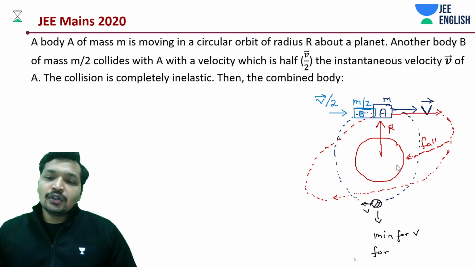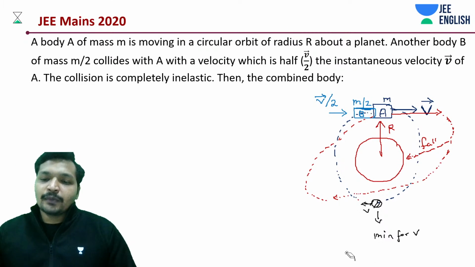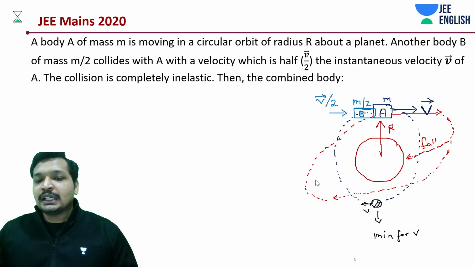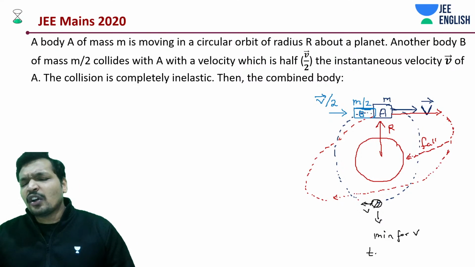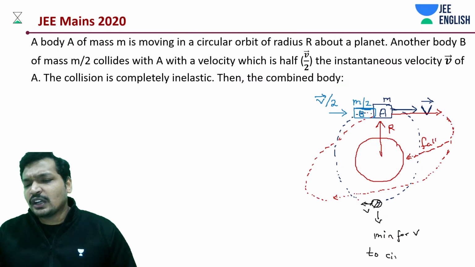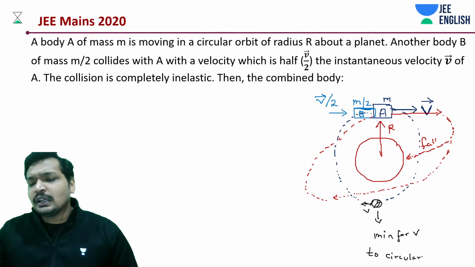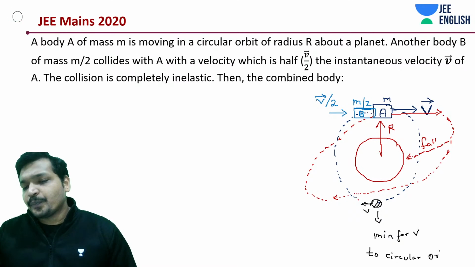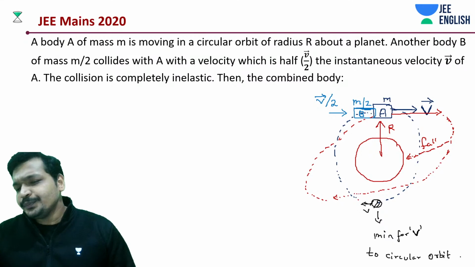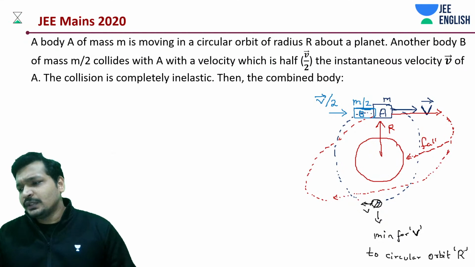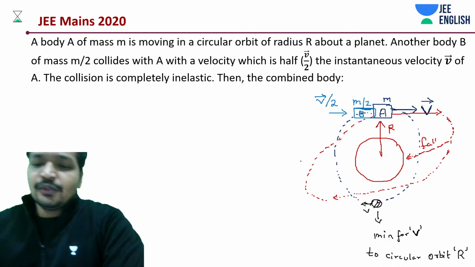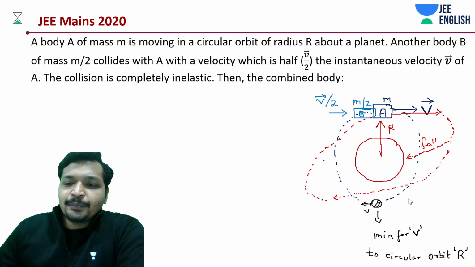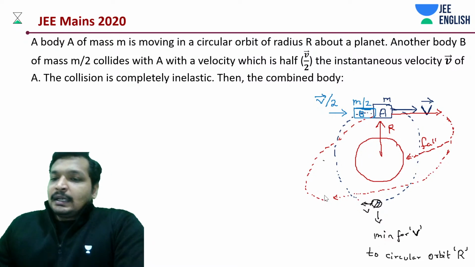Okay, to move in circular orbit. So we know this condition, at least we know. To move in circular orbit at r, it's not like anywhere, circular orbit at r. Okay, I'm just indicating r. I hope this gives you an understanding of the things.